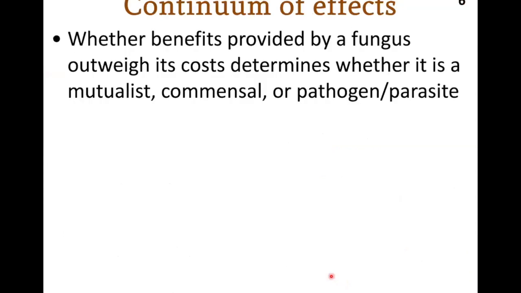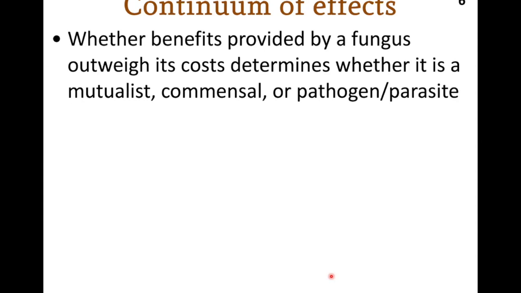Okay, and then I'll just go to the final slide for this mini lecture. And here I want to come back to the idea that there's a continuum between mutualism and pathogenicity. Whether the benefits provided by a fungus through, say, the production of secondary metabolites outweigh the cost it imposes through the use of sugars and other things such as sterilizing the grass flowers, that determines whether it's a mutualist, a commensal, or a pathogen or a parasite.